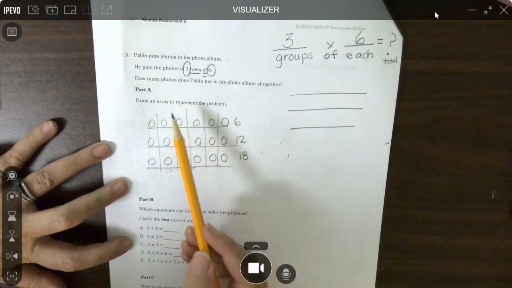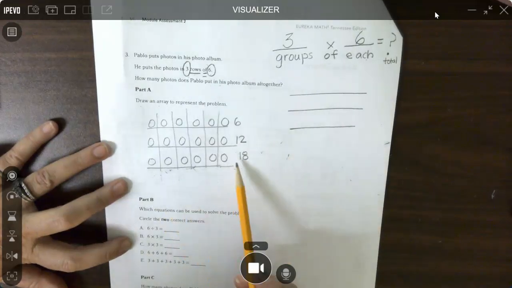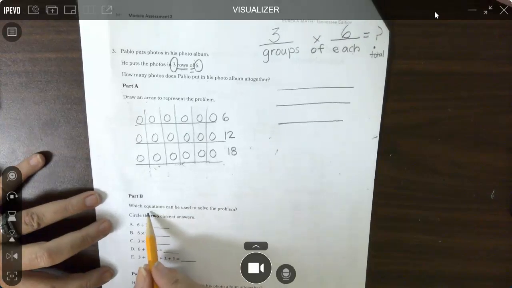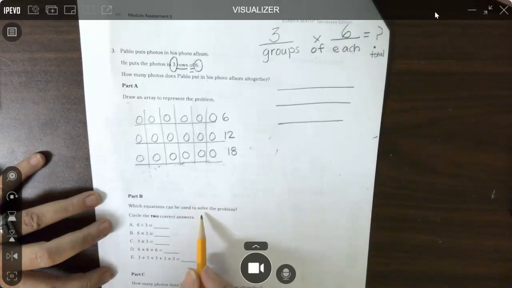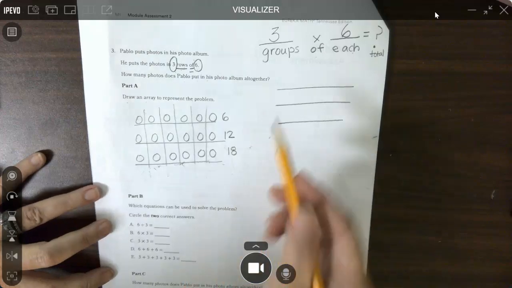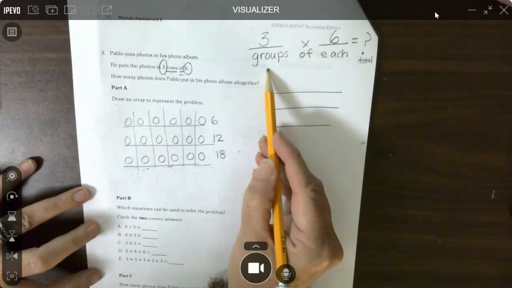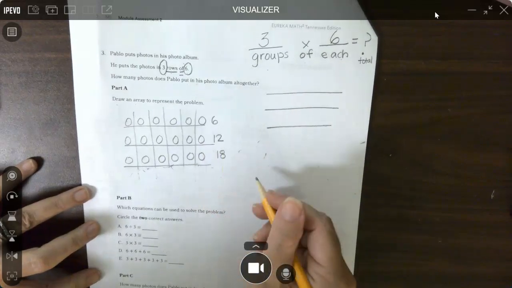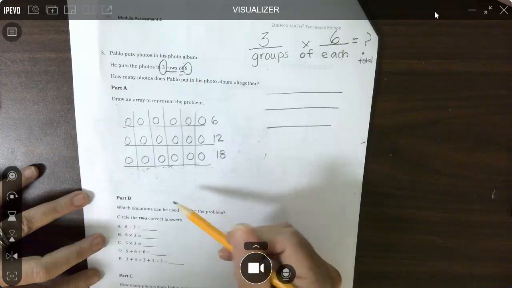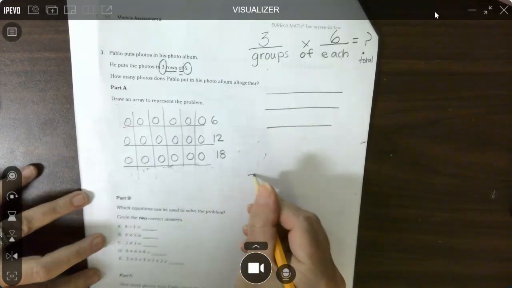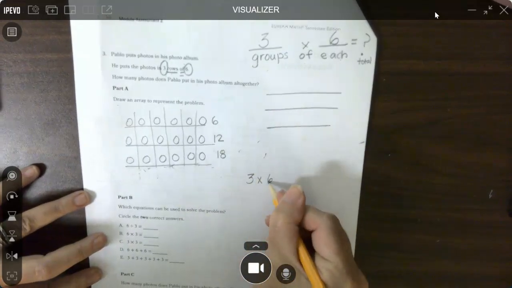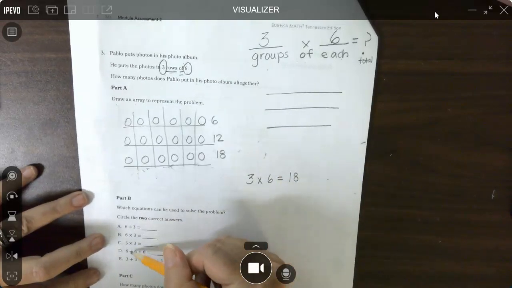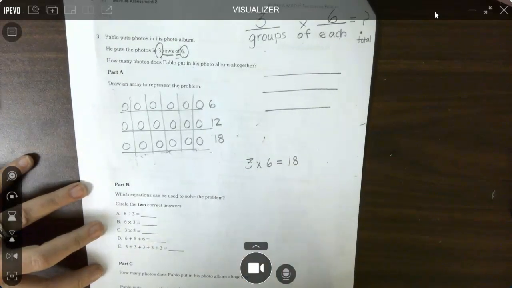I wanted to find out the total amount. I feel like I have, but I'm going to keep going. Let's look down here. Which equations can be used to solve this problem? Okay, we said we had 3 groups of 6 things each, and we found out that was the same as 18. The first thing I'm going to do is look for 3 groups of 6 that equals 18. But as I go through here, that's not one of my choices.